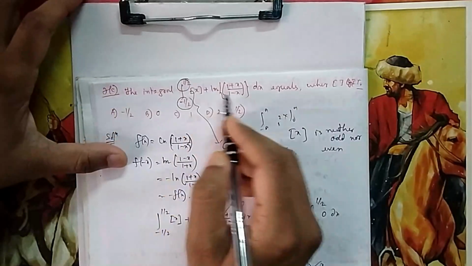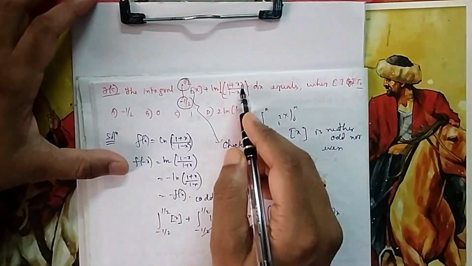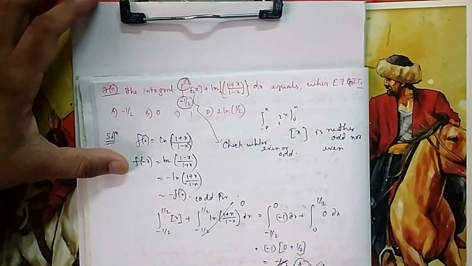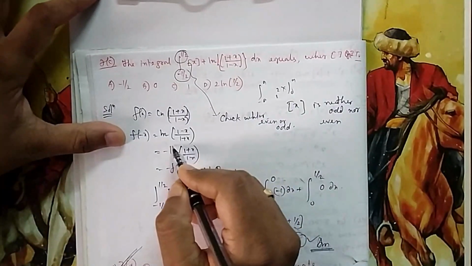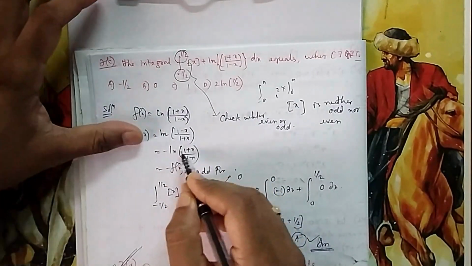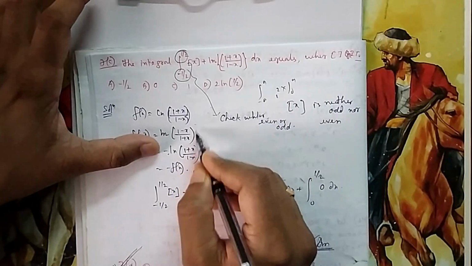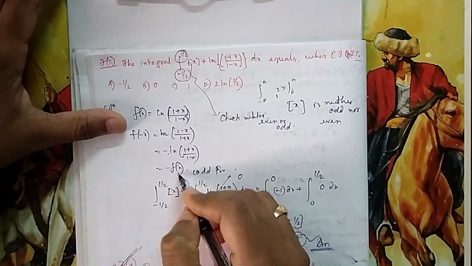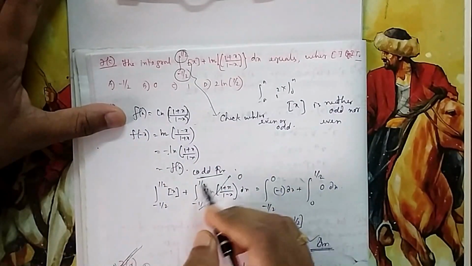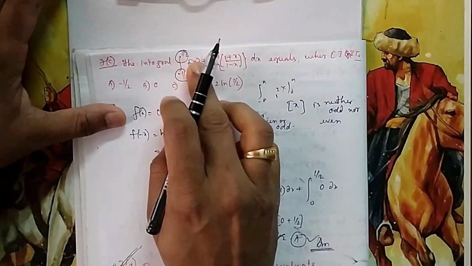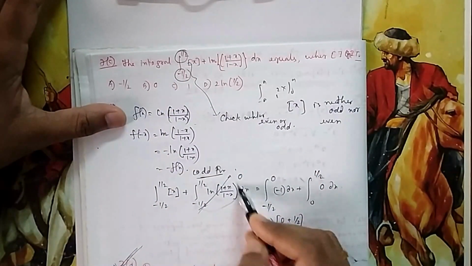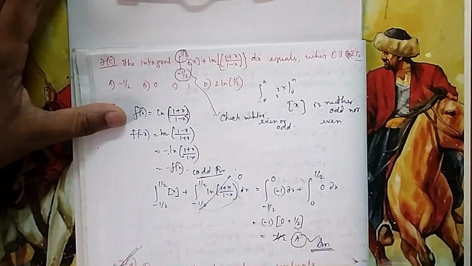So to check whether this is even or odd, you can put minus x instead of x. So if you put minus x, then you can change this numerator and denominator by putting a minus 1, because you can put the power minus 1. So it is the original function with a minus sign. That means it is odd. So you can break this integration, 1 for this, 1 for this. Since this is odd, no need to calculate this one. This is 0. So you can think of this one.